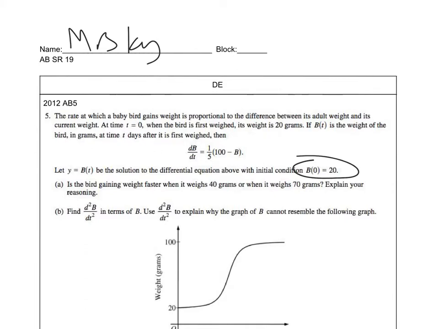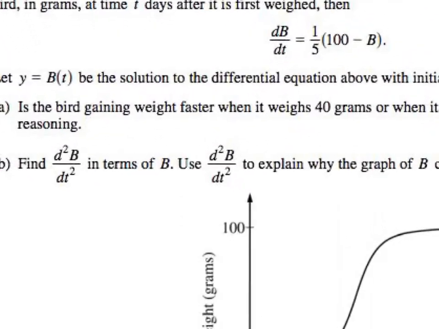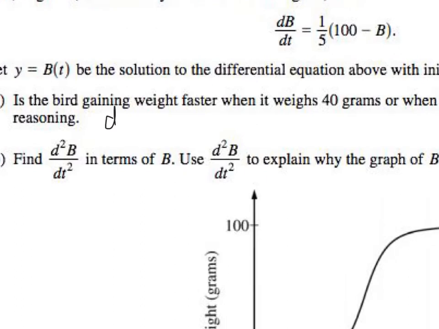Is the bird gaining weight faster when it weighs 40 grams or when it weighs 80 grams? B is the weight of the bird. dB/dt is the rate at which the bird is gaining weight. So we just need to look at dB/dt. I'll just do it right here. dB/dt when b equals 40 is 100 minus 40, which is 60, and a fifth of that, so that's 12.